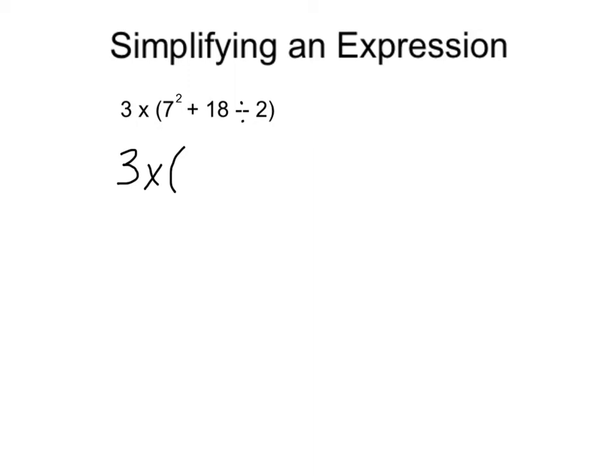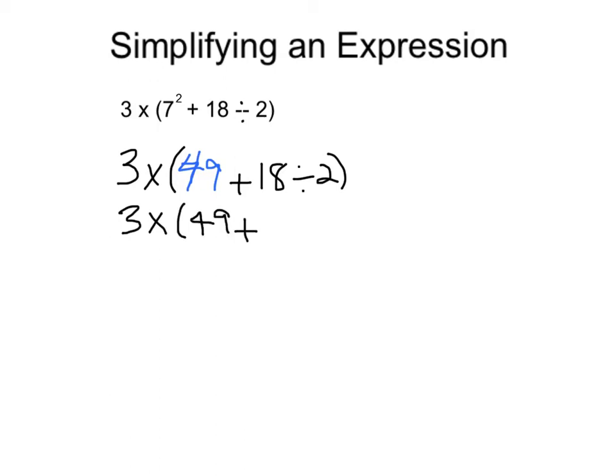7 times 7, we should know, is 49. So now we have 49 plus 18 divided by 2. Alright, we're still inside the parentheses, so we have our 49, but we can't add 49 to 18 because division comes before addition in order of operations. So our 3 is going to stay, our multiply is going to stay, our 49 is going to stay, our plus is going to stay, and now we're going to go to the 18 divided by 2.